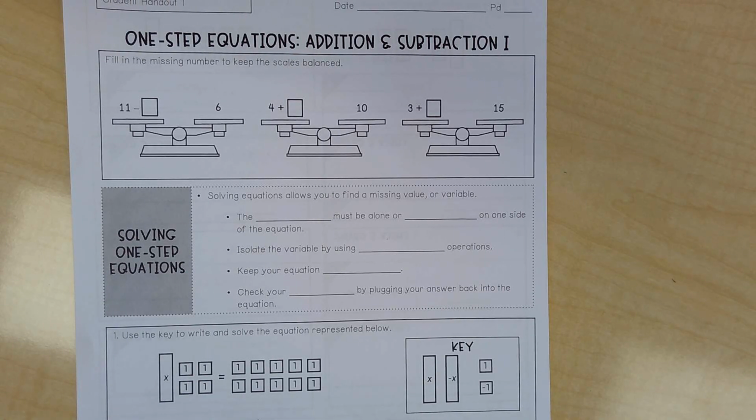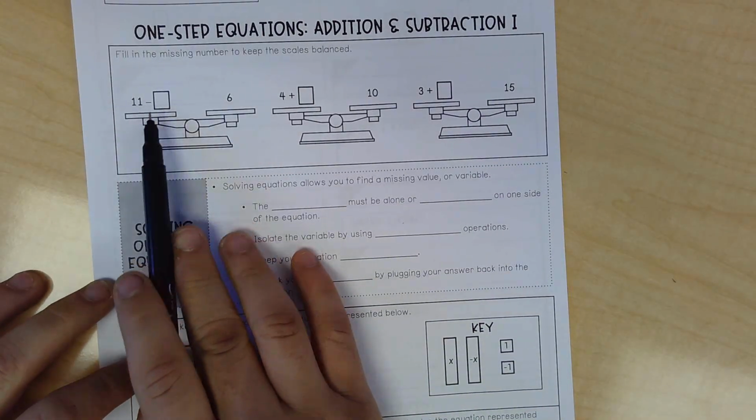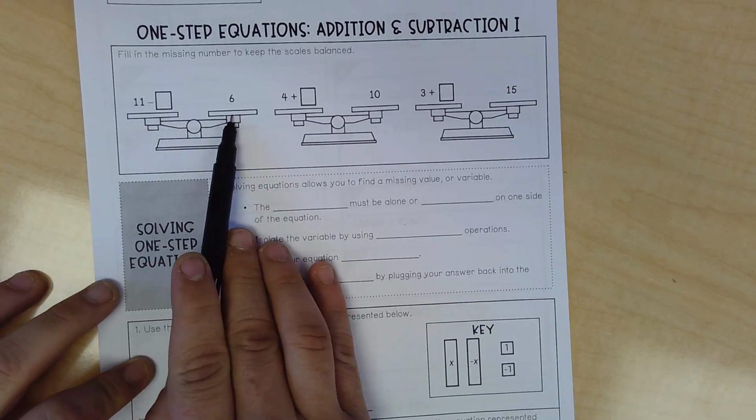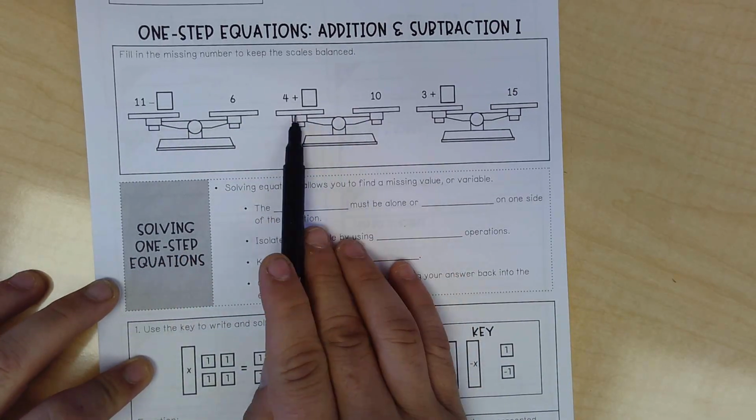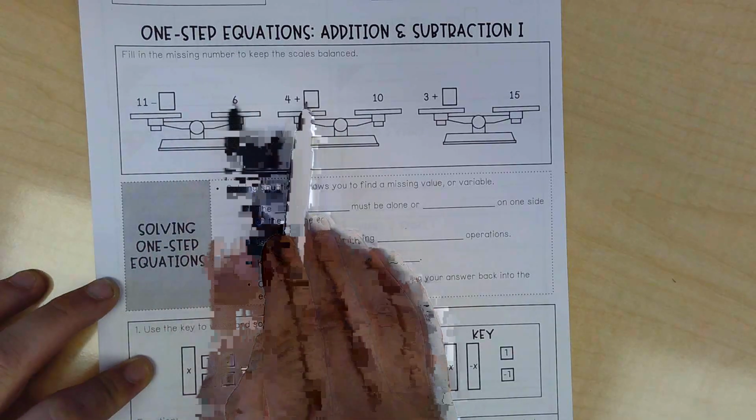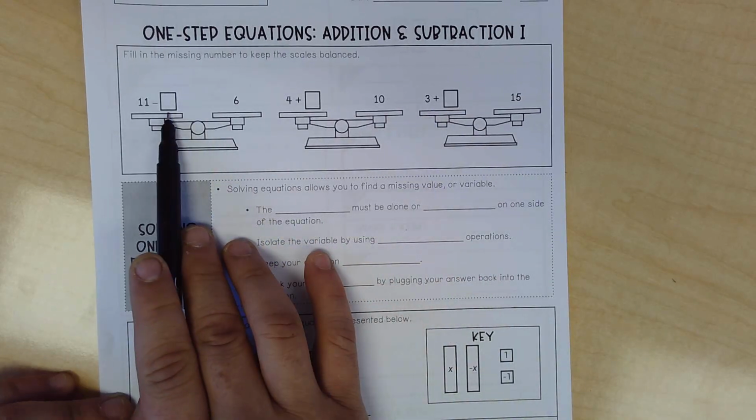All right, guys. Hey, so we're going to continue building on these equations, okay? So, one-step equations, addition and subtraction. You're going to notice that we have three different scales, okay? Now, each scale is even and balanced, but we're missing something here to make it even and balanced. Here and here. So I'm going to think about what's missing, right?